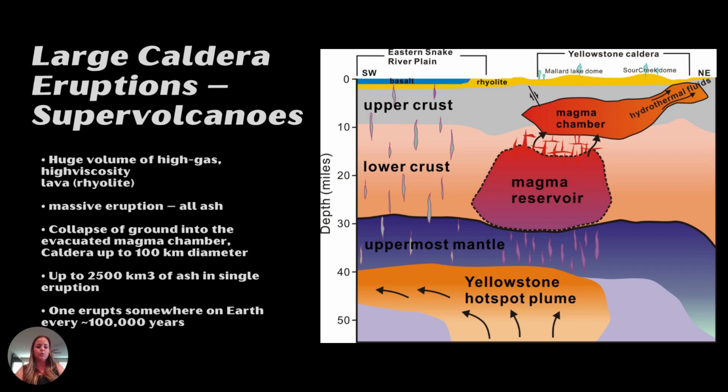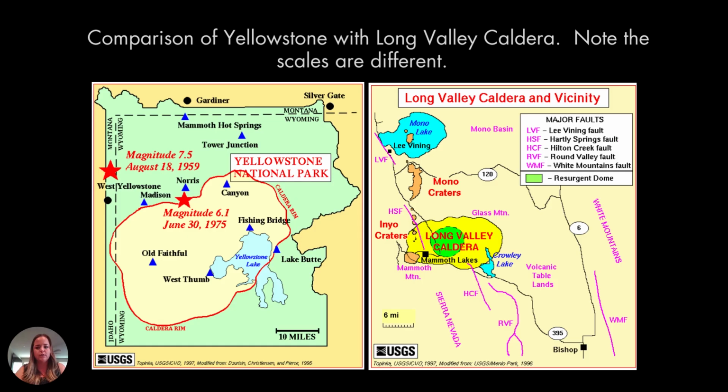Like I said, the eruption will only occur about every 100,000 years or so. So every 100,000 years we see one on Earth. But it can erupt up to 2,500 cubic kilometers of ash in one eruption, which is gigantic. It's a lot of ash.